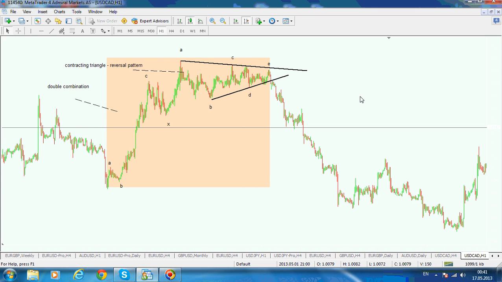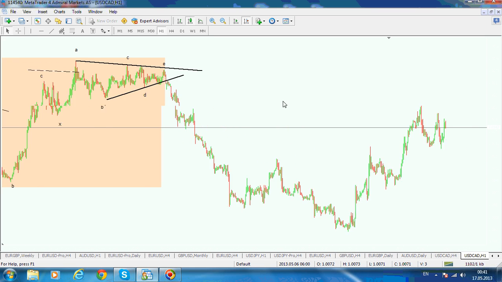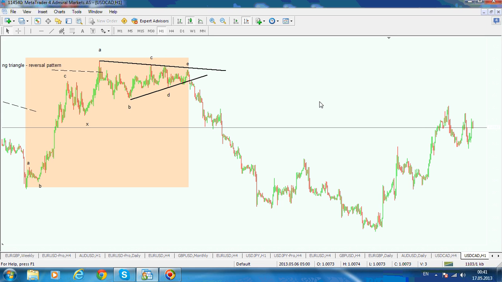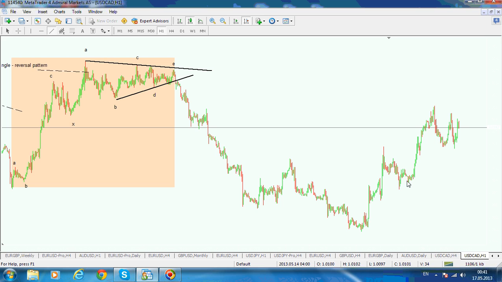Now, in the next recording, the second part, we're going to take a look at the same pair here. We're going to look at the contracting triangle in the form of a continuation pattern, and we have such a triangle here.